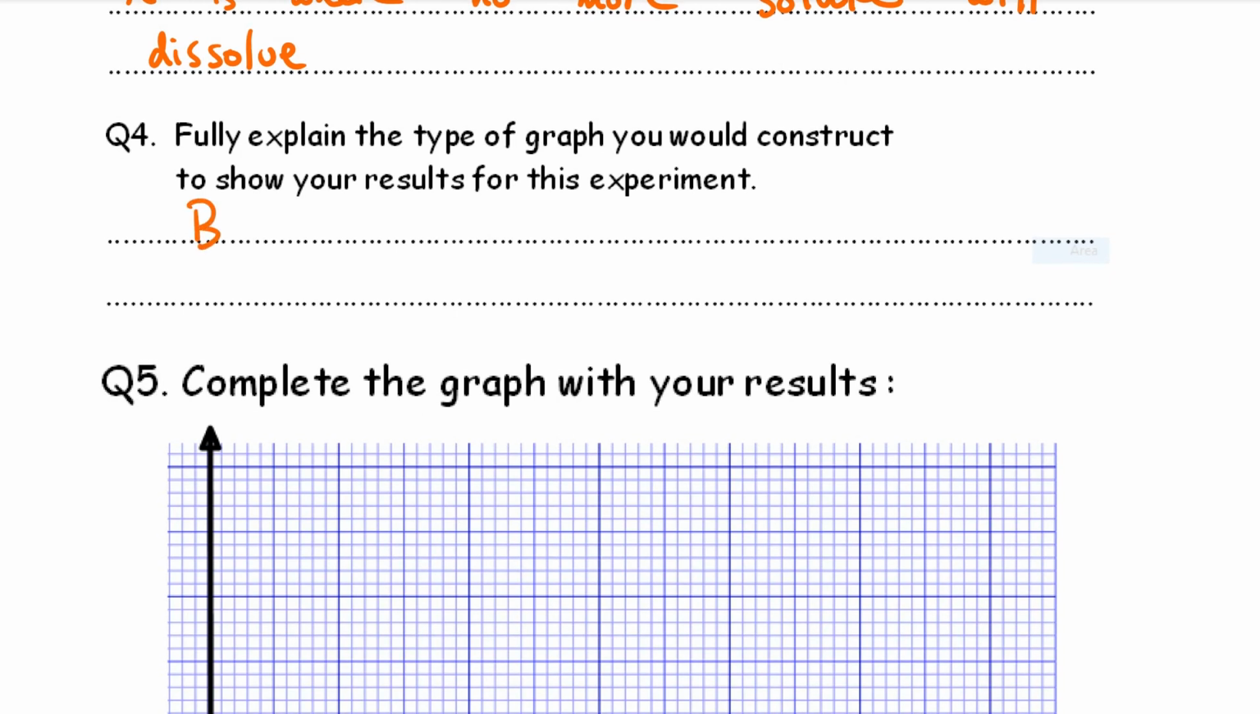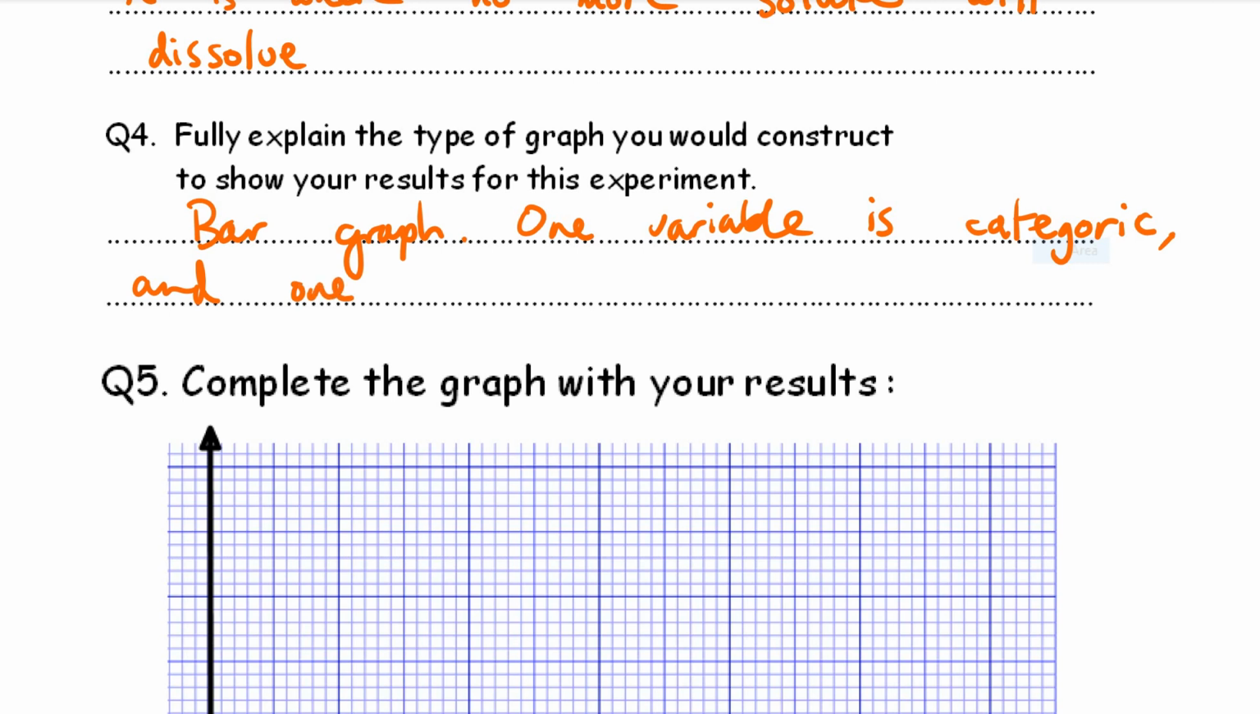Now, explain fully the type of graph that you will construct. It's going to be a bar graph. One variable is categoric. That's the type of substance. It's best described as a word. And one variable is continuous. It's numbers.